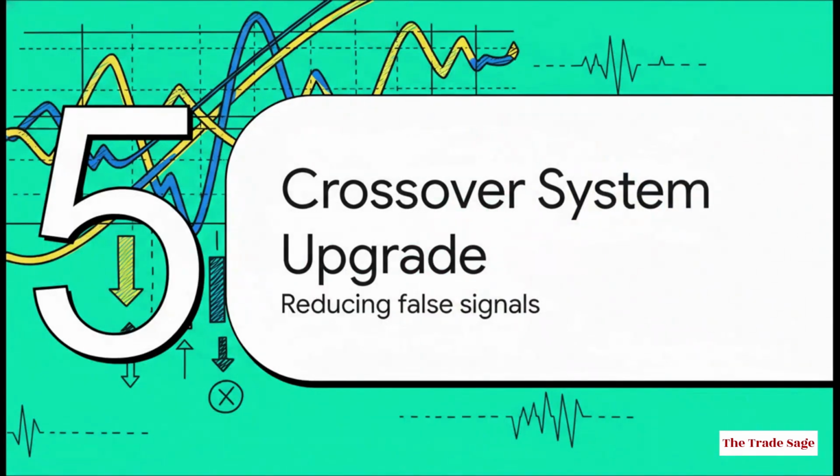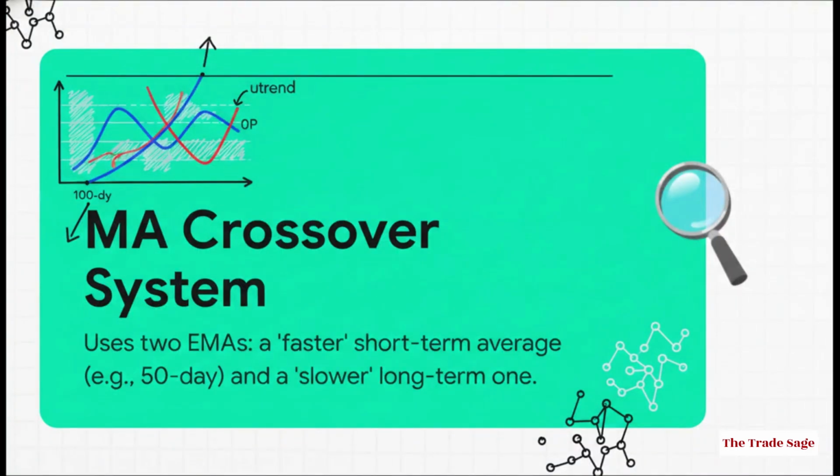It's frustrating. So to solve that exact problem, traders came up with a clever upgrade, the moving average crossover system. Its entire purpose is to filter out all that market noise and help you avoid those annoying false signals. Instead of just one EMA, the crossover system puts two of them on the same chart. You'll have a faster one, which is a shorter-term average like a 50-day, and a slower one, which is a longer-term average like a 100-day. The real trading signal comes from how these two lines interact with each other.